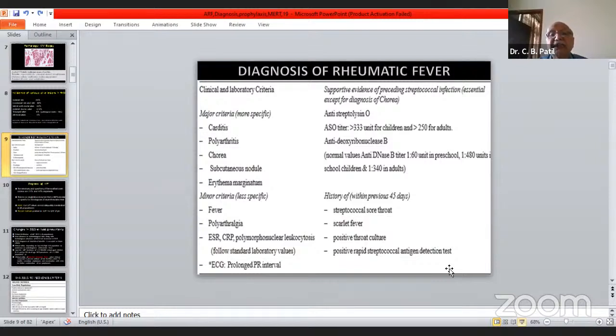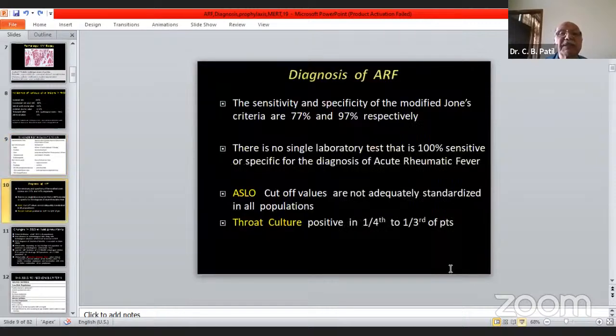If these are raised, definitely that indicates that there was a preceding group A beta hemolytic streptococcal infection. And in case of a history within 45 days of a streptococcal sore throat and scarlet fever, or a positive throat culture if it is proved, or a positive rapid streptococcal antigen detection test, they also suggest that the patient recently must have suffered from a streptococcal infection.